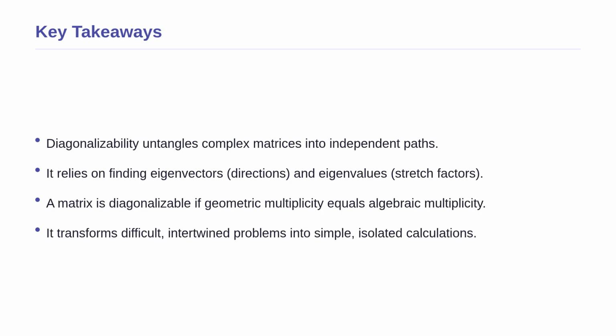Let us summarize what we have learned. Diagonalizability is the ultimate tool for simplifying complex linear transformations. By finding a matrix's eigenvectors and eigenvalues, we can untangle its interconnected coordinates into completely independent paths. We learned that a matrix is diagonalizable only if its geometric multiplicity perfectly matches its algebraic multiplicity.